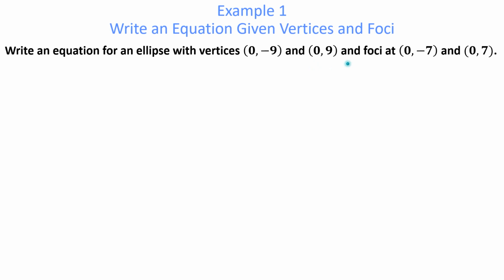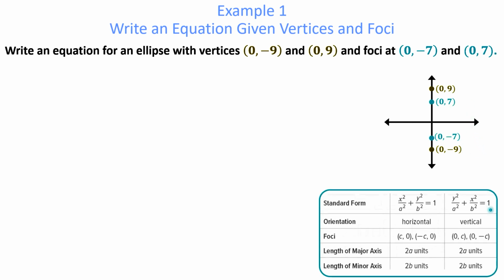Now, for example 1, we are required to write an equation for an ellipse with vertices (0, -9) and (0, 9), and foci at (0, -7) and (0, 7). Now, these are two important bits of information. We're not given a diagram, but I would always recommend you to draw a diagram where possible. So I'm going to plot these points in on our axes over here. And this tells us that we're dealing with a vertical ellipse.